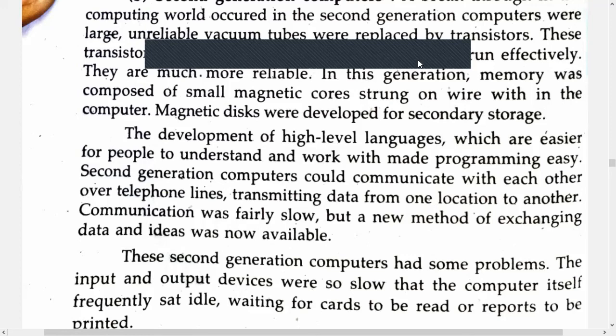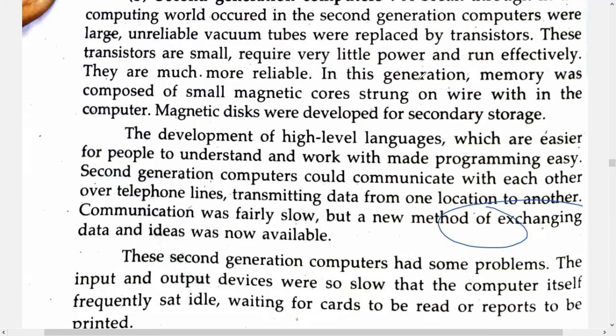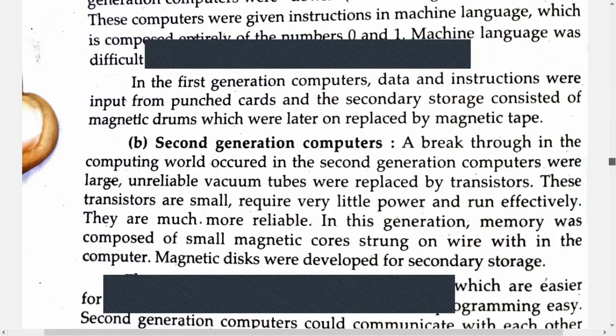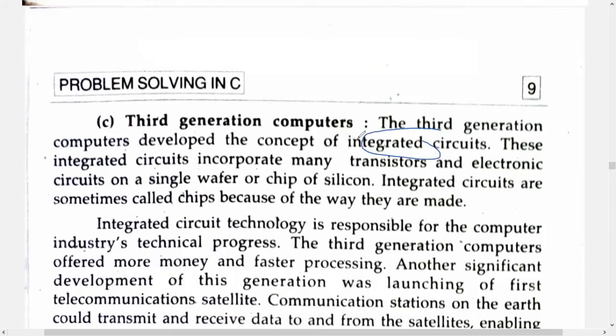However, in the second generation, we have network communication, where data is transmitted from one location to another. Communication was fairly slow, but a new method of exchanging data and ideas is available. Earlier, the functioning of the computer was slow. However, here the networking has increased. However, it is slow.